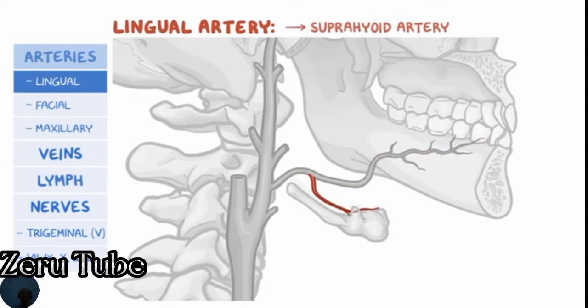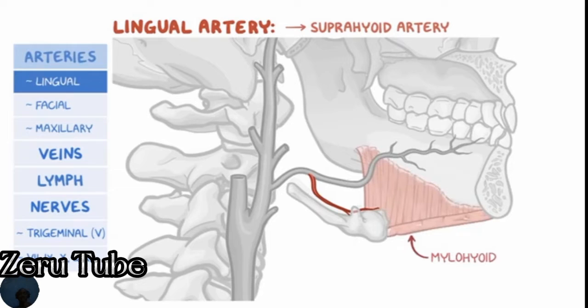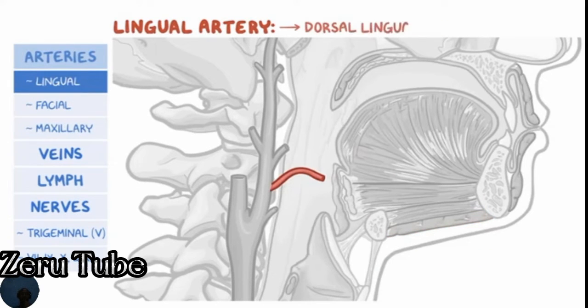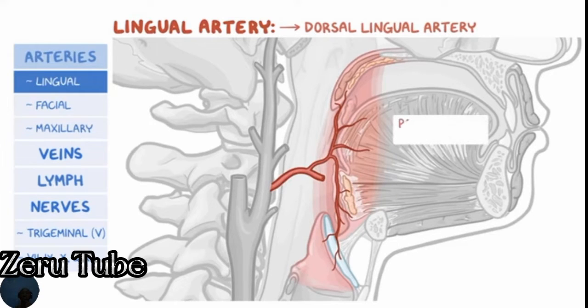So the superior hyoid artery supplies the mylohyoid muscle. Another branch of the lingual artery is the dorsal lingual artery, which supplies the posterior one third of the tongue and the soft palate. The posterior one third of the tongue is supplied by the branch of the lingual artery called the dorsal lingual artery.